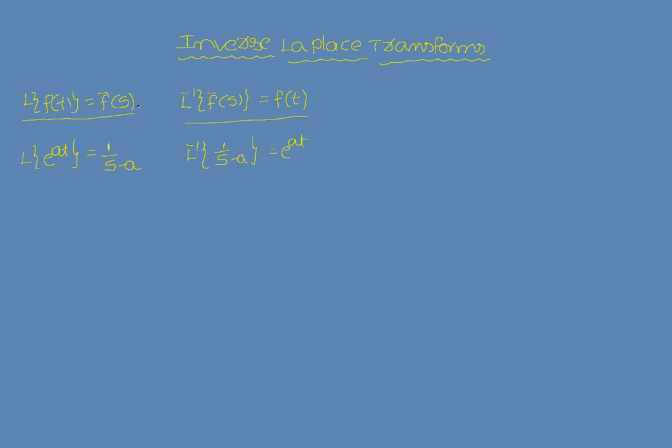So this is the basic definition. Laplace of f of t is equal to f bar of s, then L inverse of f bar of s is equal to f of t. Laplace of e power at is 1 by s minus a, then L inverse of 1 by s minus a is e power at. So these are the basic concepts of inverse Laplace transform. Now we are going to discuss some basic formulas related to the inverse Laplace transform. The first formula is L inverse of 1 by s.